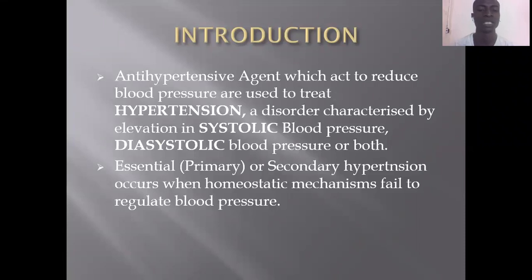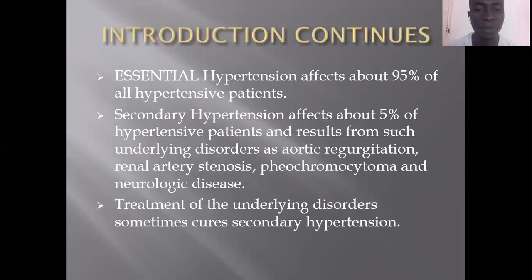Hypertension is in two categories: essential hypertension or primary hypertension, and also secondary hypertension. Primary hypertension accounts for 95% of all hypertension cases. Then secondary hypertension comes as a result of other diseases. It accounts for 4%.